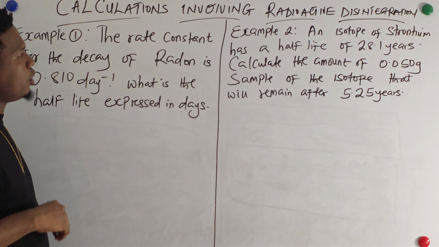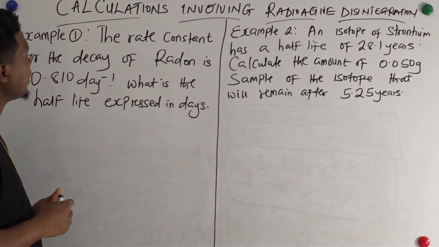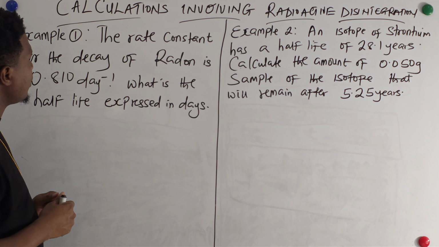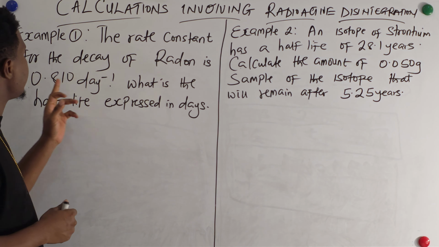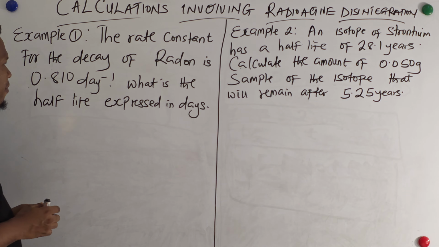Let's attempt this question on the board. These are two different questions. We'll solve them simultaneously, one by one. The first one says the rate constant for the decay of radon is 0.810 per day. What is the half-life expressed in days?